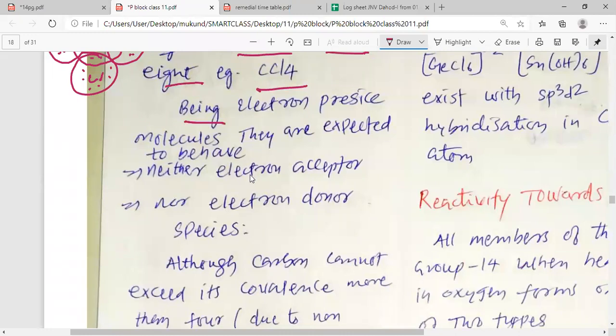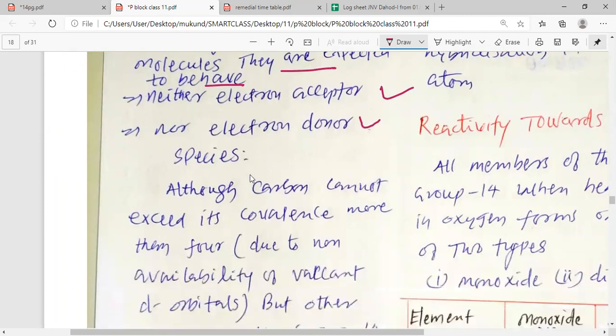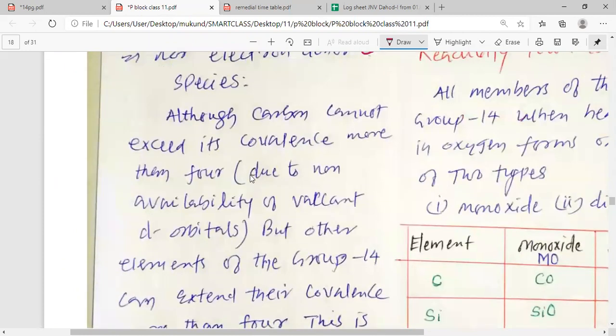And that is why this kind of compound is known as electron precise. Being electron precise molecules, they are expected to behave neither as an electron acceptor nor as an electron donor species, because all the atoms have achieved an octet, and that is why they do not behave as either electron acceptor or electron donor.